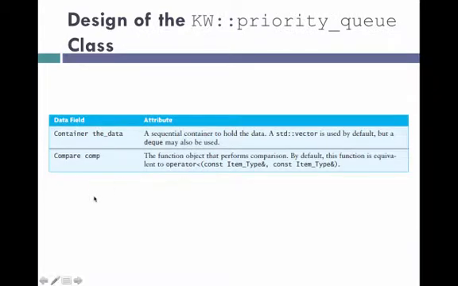So the priority queue has a container for the data. It's a sequential container to hold the data, and a standard vector is used by default, but a deque might also be used. And comp is a function object that performs the comparison, and by default this function is equivalent to the less than operator. And this is a less than operator that takes 2 parameters, so this is a non-member function for this less than operator.